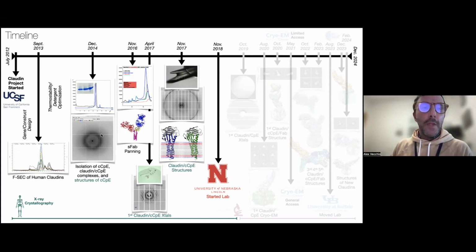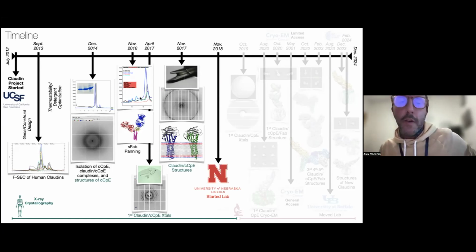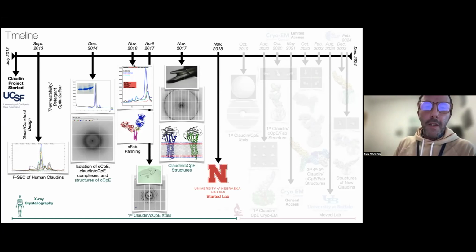And then at the same time, I was setting up crystal trays of claudins alone and just not getting anywhere. So in about November of 2016, we actually sent our claudin toxin complexes for fab panning. And that's going to be a large portion of what I talk about today. But we didn't get crystals of these fab bound complexes, and so that was kind of abandoned. And then I got crystals of the claudin toxin complexes by normal vapor diffusion. And that was the major focus for several years because it took many, many, many crystals to yield structures. And that kind of brings us to the point of when I started my lab.